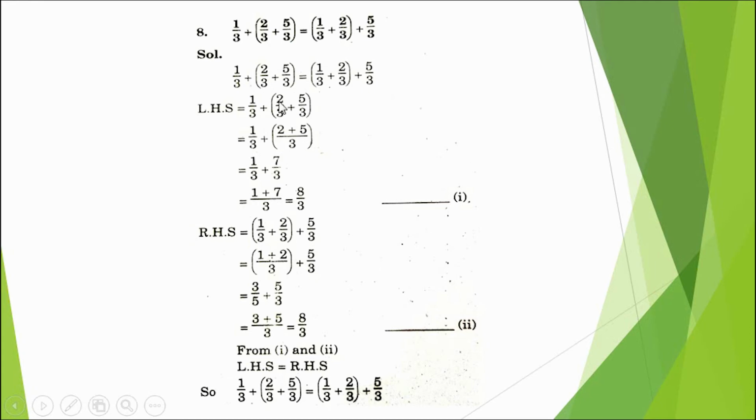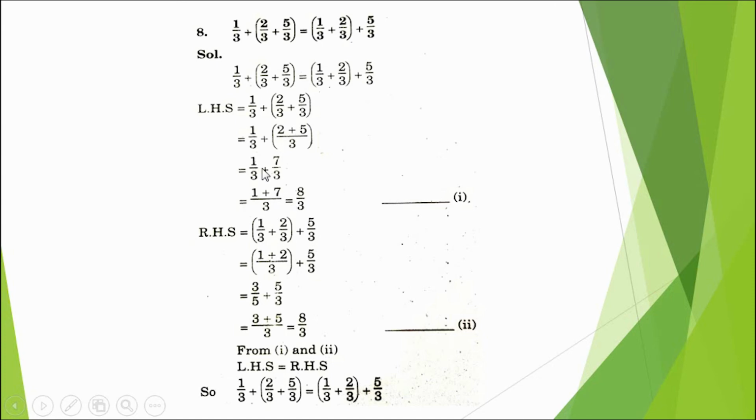Now question number 8: 1 over 3 plus 2 over 3 plus 5 over 3. We take these values as the left hand side. 1 over 3 plus (2 over 3 plus 5 over 3). Now the denominators are the same, we write 3 one time. 2 plus 5 comes as it is. 5 plus 2 is equal to 7. Now 1 over 3 plus 7 over 3 comes, 2 plus 5 is 7, and 3 comes as it is.